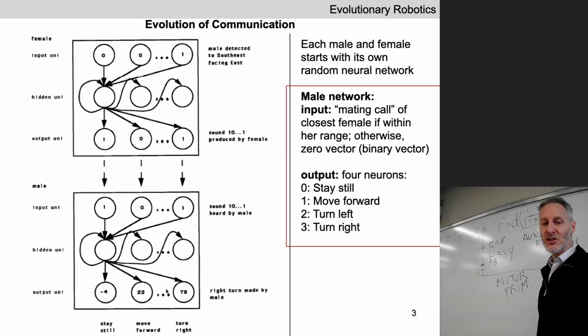They take just the largest of the 4 values, and that motor primitive gets triggered. So far, so good? Okay, so we have females that look for things and emit different sounds accordingly, and males hear things and act accordingly. So far, so good? Okay.